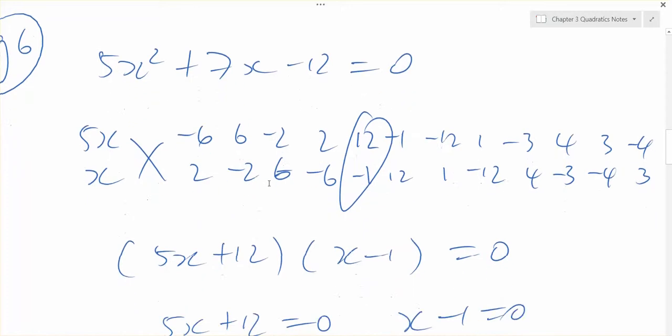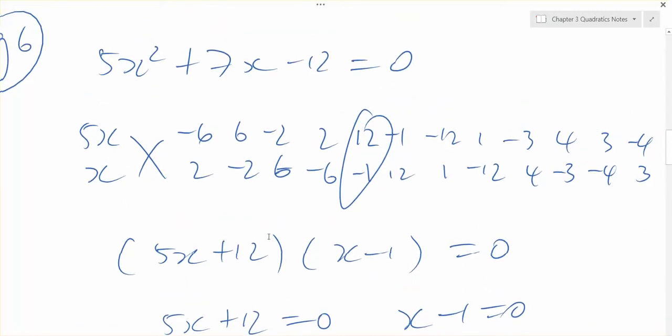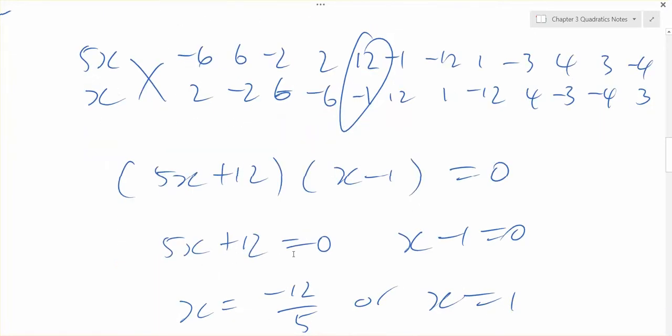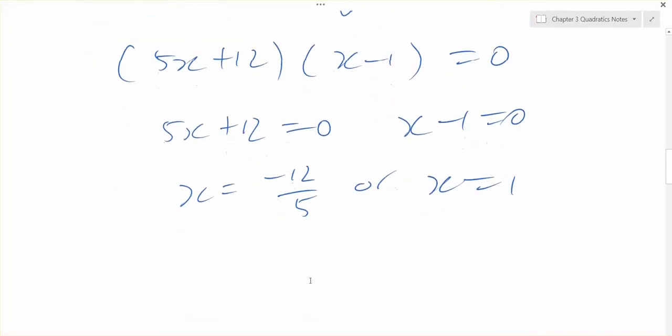Now, again, we use the null factor law. Either that equals 0 or that equals 0. So 5x plus 12 equals 0, or x minus 1 equals 0. And then I solve for x. So I subtract 12 from both sides and then divide by 5. So again, x equals -12 on 5, and x equals 1.